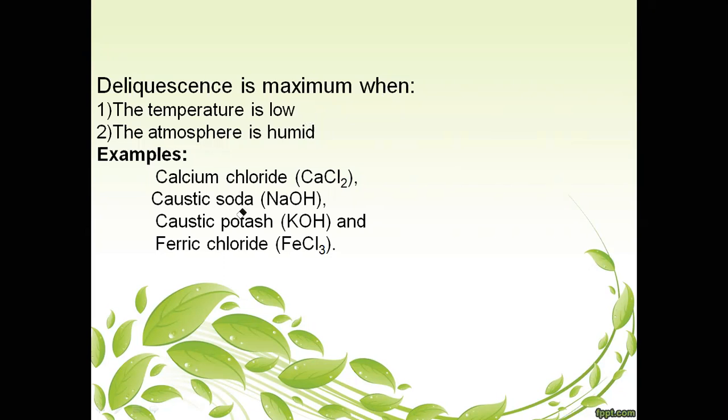These are examples of deliquescent substances: caustic soda, caustic potash, ferric chloride. When put at room temperature, they change their state from solid to liquid. So these are deliquescent.